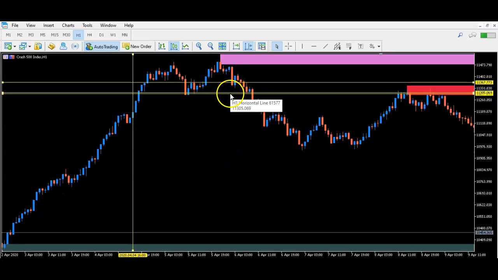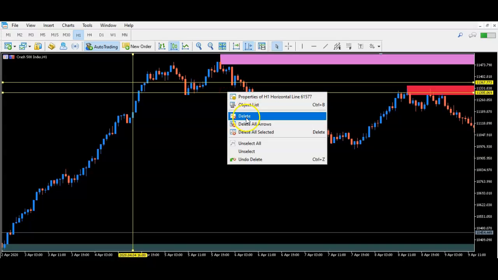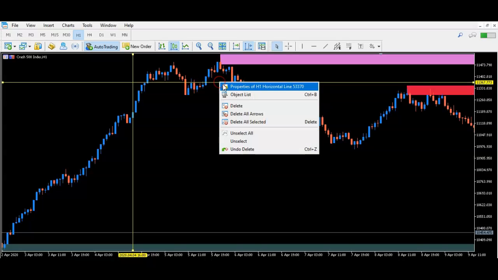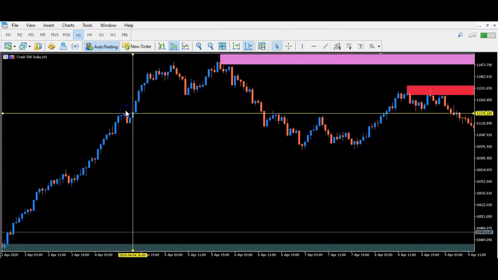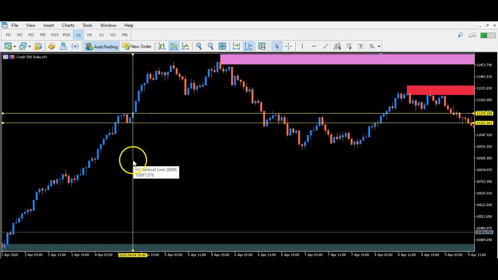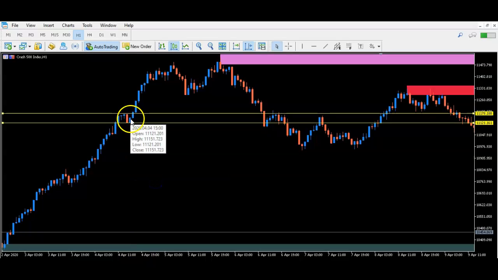All right, that's one. I'm going to show you, this is probably going to be the last one. Okay, let's take a look at this. Here we have another inside bar. Okay, that's one, that's two, that's the upper shadow, and here is the lower shadow. All right, so this is an inside bar.